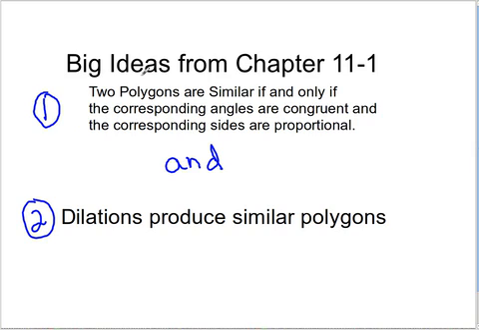Alright, so we have two big ideas from lesson 11.1. The first is that there are two conditions to show that two polygons are similar. The first one is that corresponding angles are congruent. The second condition is that the sides are proportional. And then down here we talked very quickly about what a dilation is and how they always produce similar polygons. That's it for lesson 11.1.